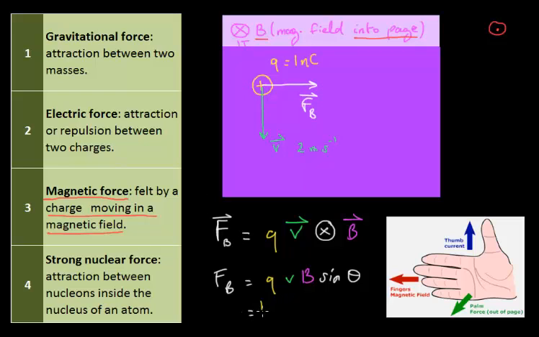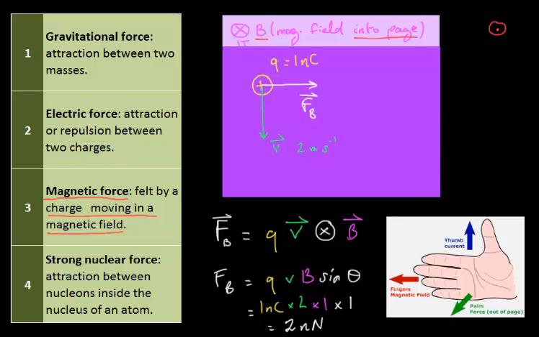Well, it's 1 nanocoulomb times 2 meters per second times 1 Tesla times the sine of the angle between this green vector and the B vector, which is into the page. Well, this angle is 90 degrees, so the sine of 90 degrees is just 1. So let's just multiply by 1 here. And what do I find? 1 times 2 times 10 to the minus 9. So I simply obtain a little force of 2 nanonewtons.